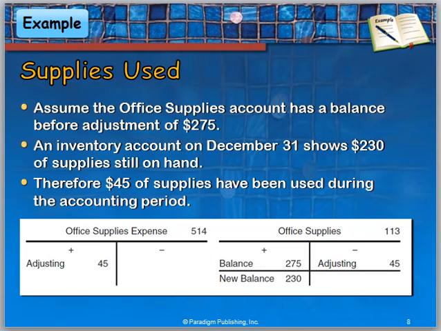So we would debit office supplies expense, and then we're going to credit office supplies. And then you notice if we put our balance as a debit under office supplies and subtract the $45 out of it, then that gives us our current balance of $230.